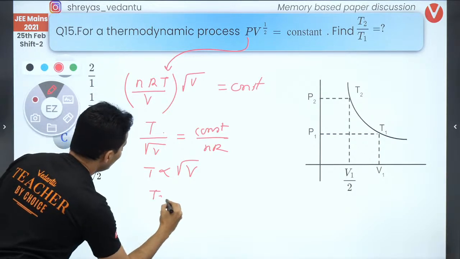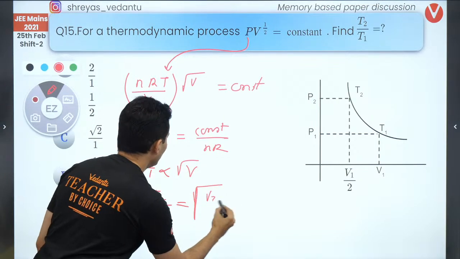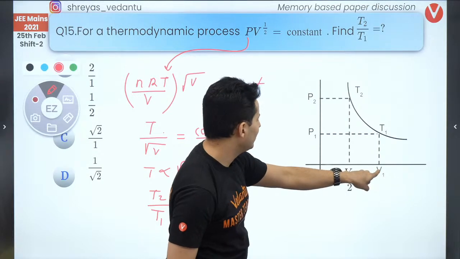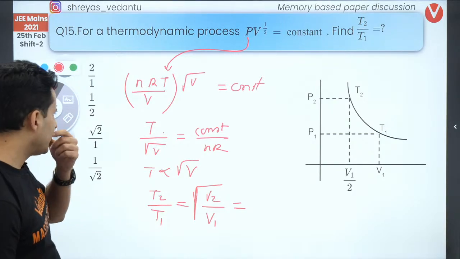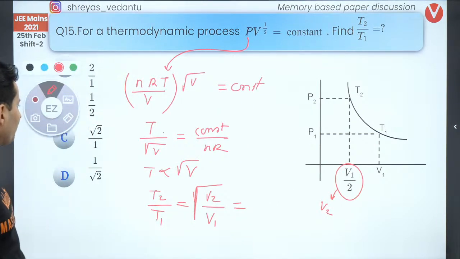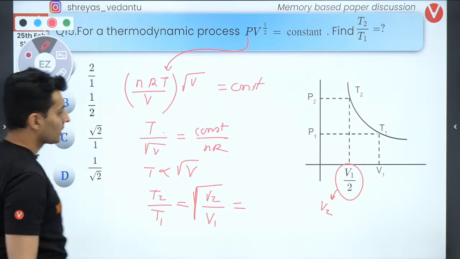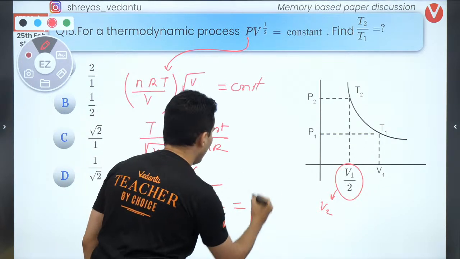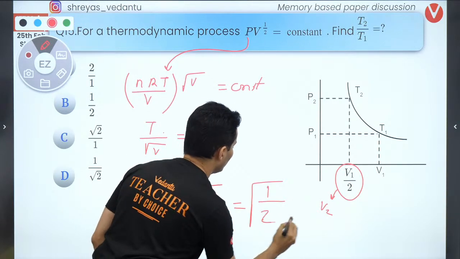T2 by T1 will be equal to root of V2 by V1. And V2 is this one, I guess. Just check this out. This is V2. I hope this is clear. Is it option C or is it option D? Check this out. If V2 is V1 by 2, then V2 by V1, think about it, will be 1 by root 2. Check this out.